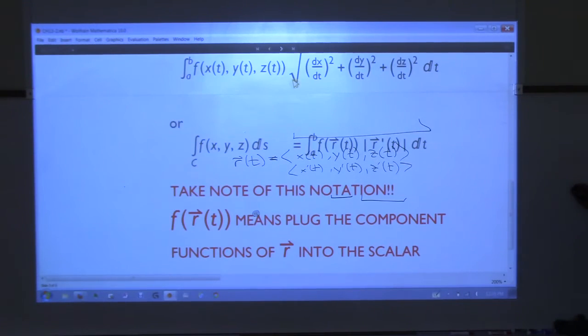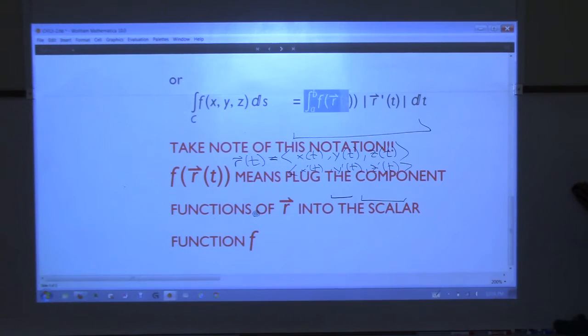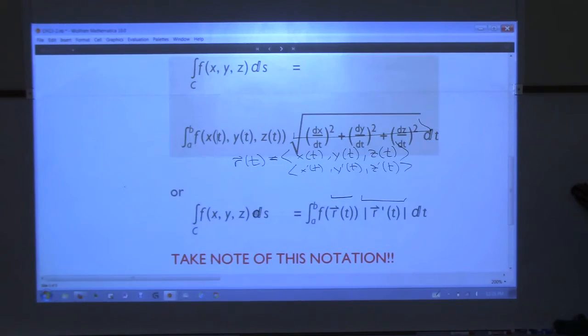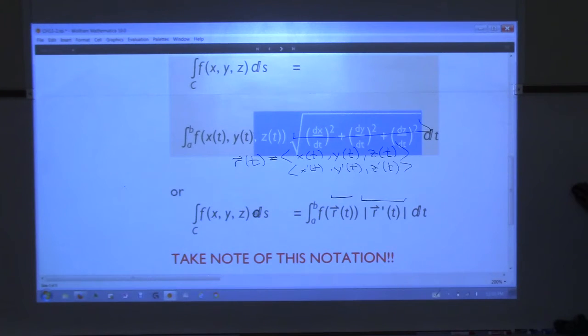It's shorter notation. Don't you think that's a lot shorter to write than all this up here? All that.